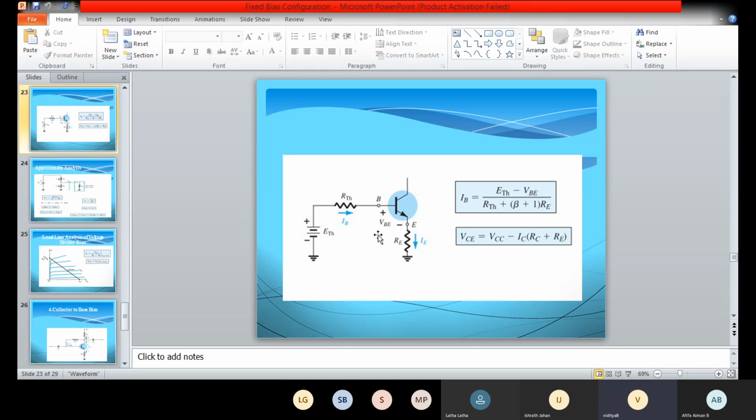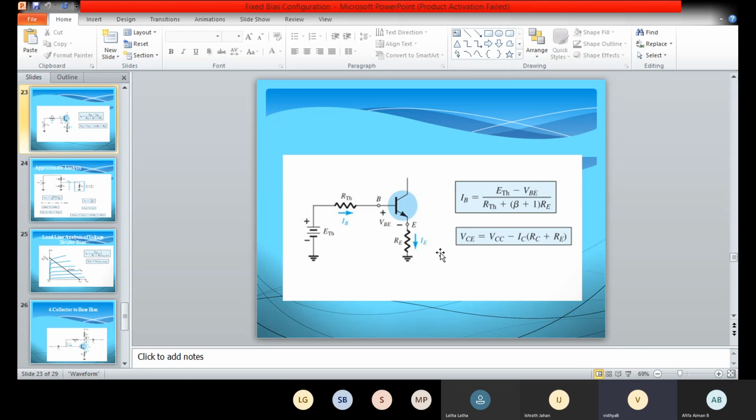If we write the loop equation, you'll get VTH or ETH minus IB into RTH minus VBE minus IE into RE. IE we can write as beta plus 1 into IB. After substituting and solving, you'll get IB is equal to ETH minus VBE divided by RTH plus open bracket beta plus 1 close bracket RE.